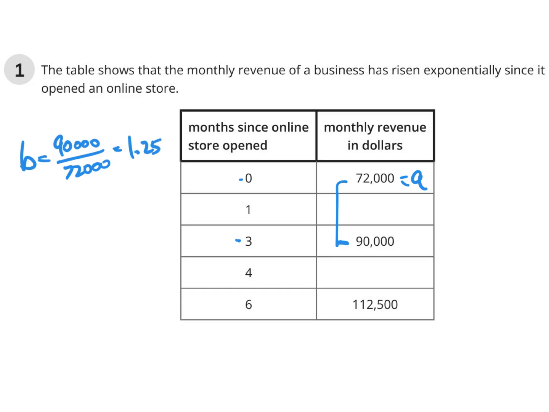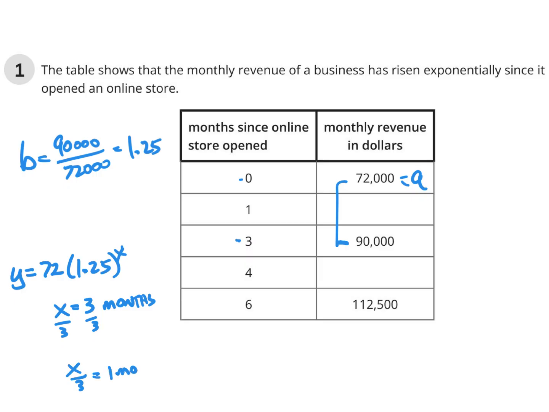So now that we have our B, let's write our equation. Y equals A, and I'm going to use 72 and not 72,000, but whatever numbers we get, we're going to multiply by 1,000. 1.25 to the X. Now the tricky part here is X equals 3 months. That does not mean 1 month. So what do we have to do to make this 1 month? Well, if I divide both sides by 3, X over 3 equals 1 month.